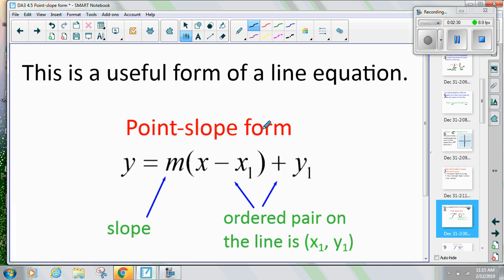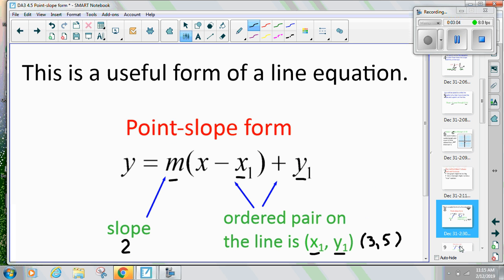That's where we have point-slope form. Instead of slope-intercept, we don't have a y-intercept, I have a point. So I have y equals m times (x minus x sub 1) plus y sub 1. Now x sub 1 and y sub 1 are just the ordered pair that I'm given. In the previous slide, that ordered pair was (3, 5). So x sub 1 is 3, y sub 1 is 5. And my slope in that case was 2. So I would substitute those values to get my point-slope form.